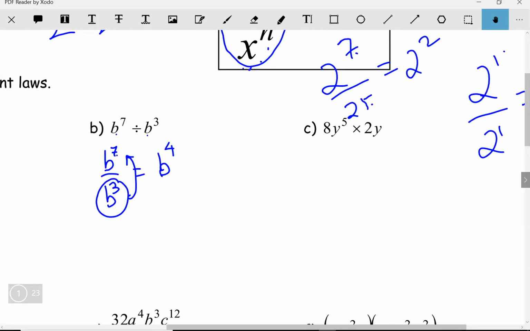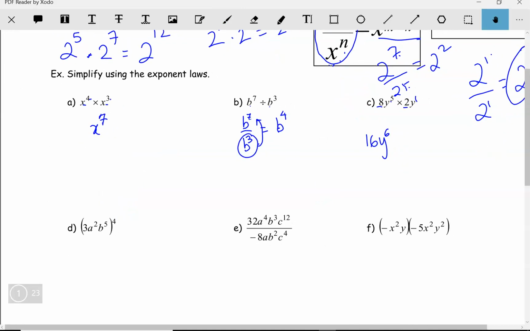Okay, when we're multiplying, of course, we have to multiply the numbers first, just like we would any simplification of algebraic expressions. 8 times 2 is 16. Y to the power of 5 plus 1 is 6, so that's 16 y to the power of 6.